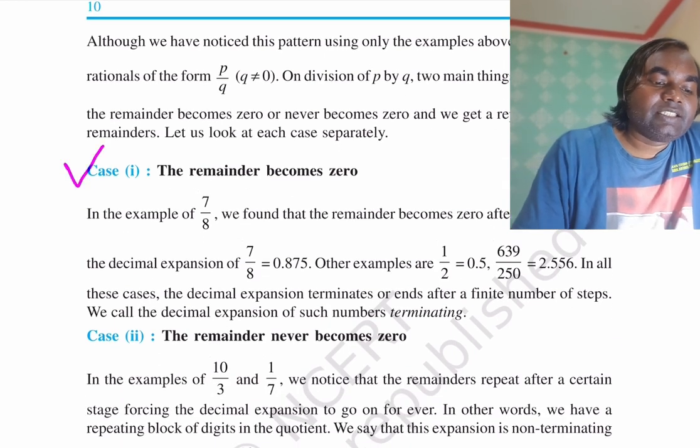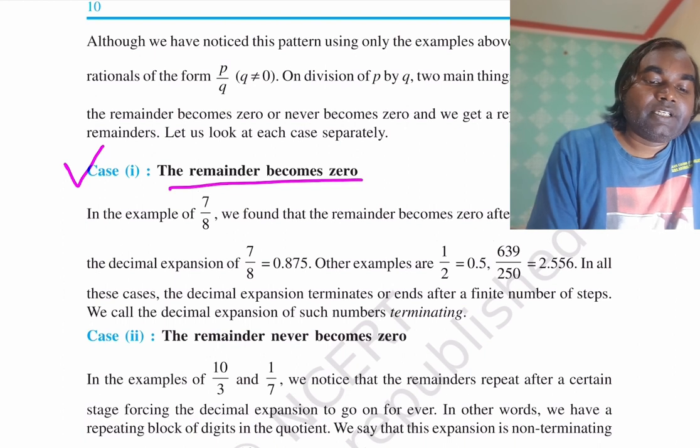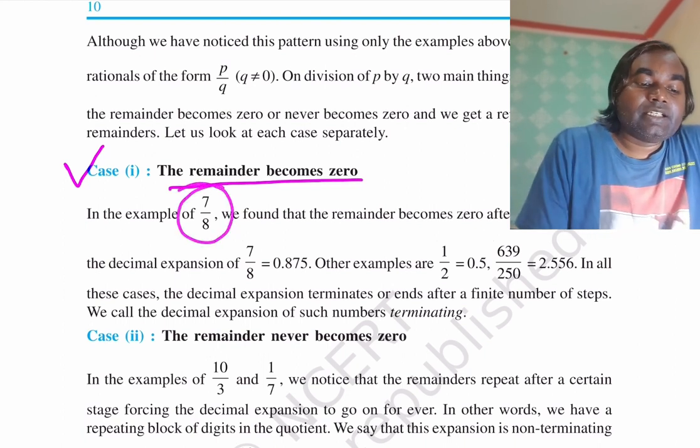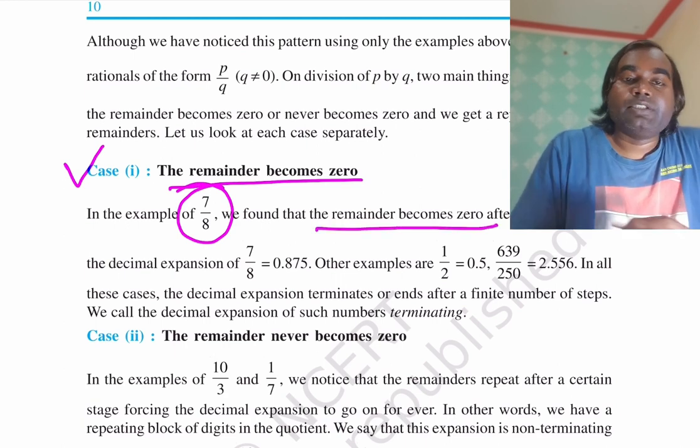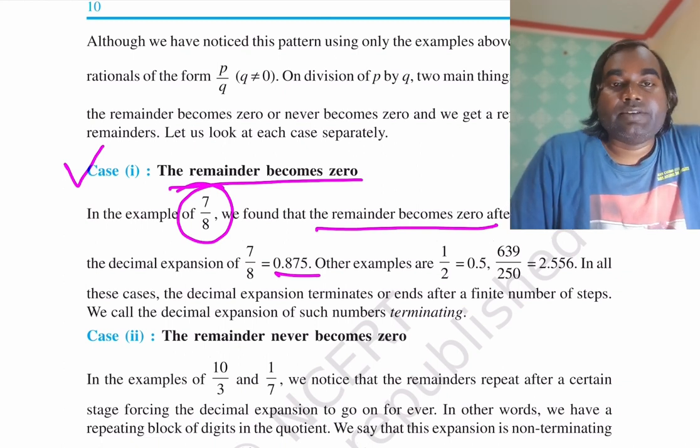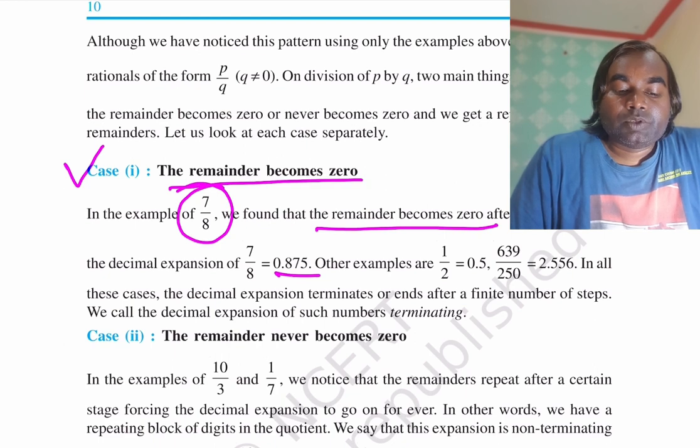Let us consider case number 1. If the remainder becomes 0, what will happen? In the case of 7 by 8, we found that the remainder becomes 0. That means the division is complete, and we get the quotient 0.875. So there is no repetition. The final result terminates the steps.